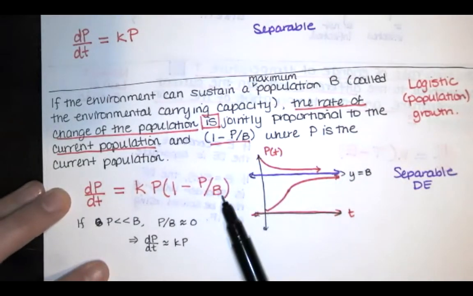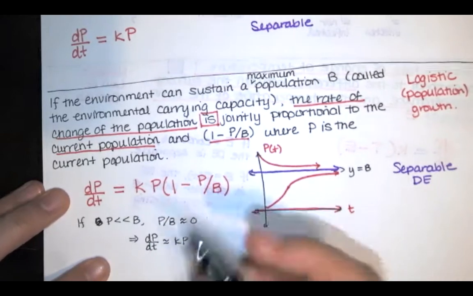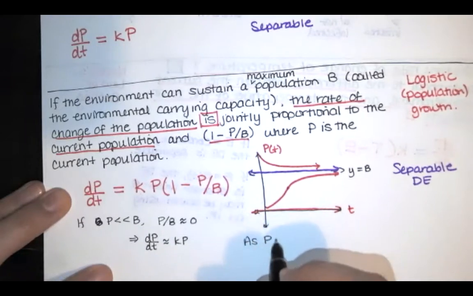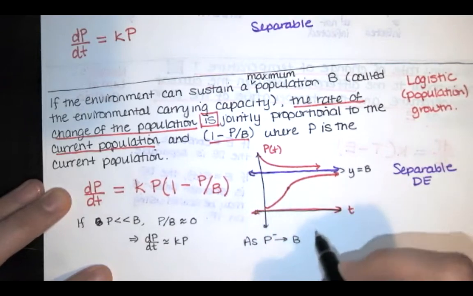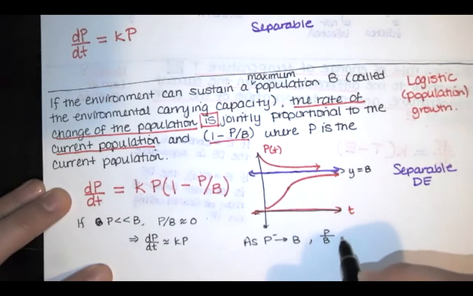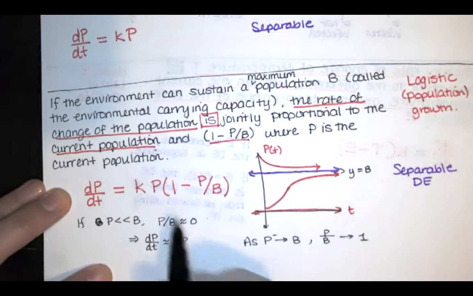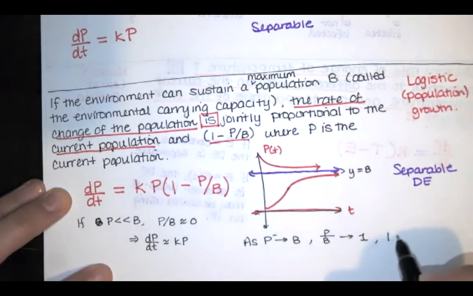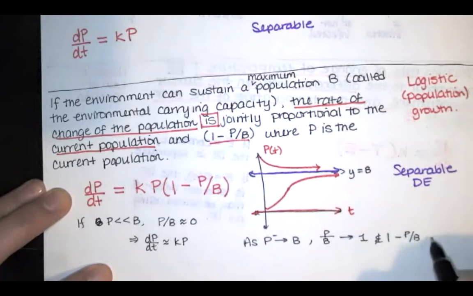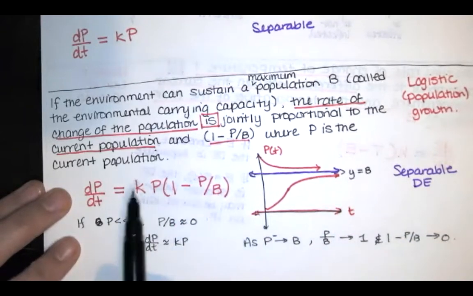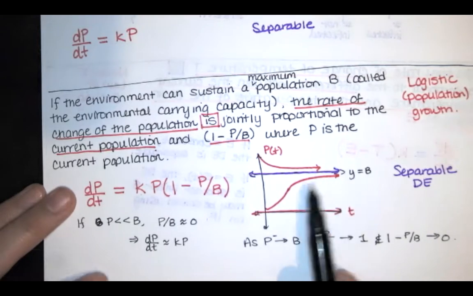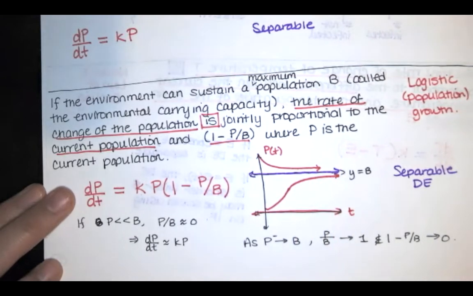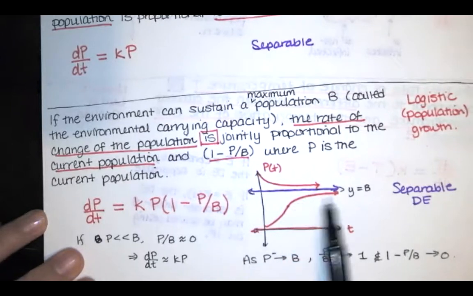And then as the population gets closer to B, so let's write that down. As P approaches B, and P is going to approach B from the left because it's going to be less than B, that's what we're talking about here, P divided by B would approach 1. And it's also approaching from the left because P is slightly less than B. So in that case, this 1 minus P over B approaches 0. And if that's approaching 0, that means that the slope is approaching 0. So it starts to flatten out as it gets closer to that carrying capacity, because the environment can't sustain more population growth. So it just sort of damps out.